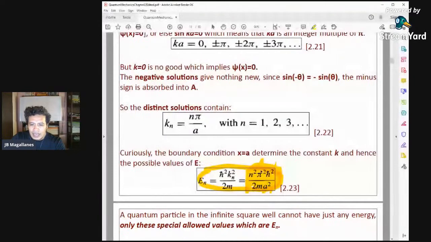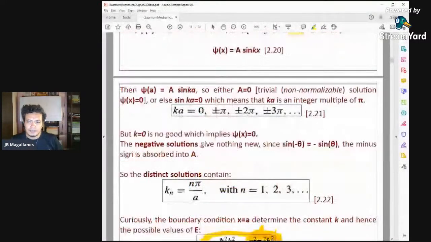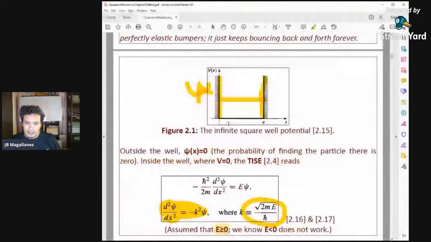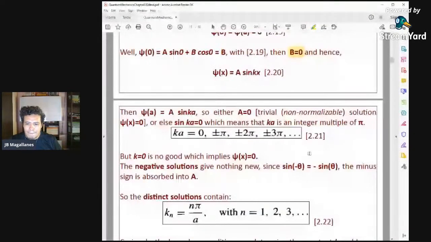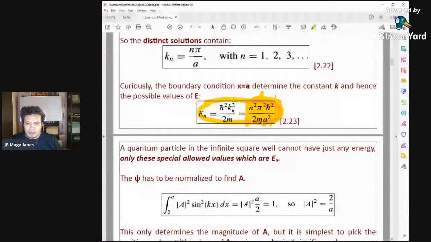By the way, the a here is the width of the well. The width of the well here. And the mass of the particle is m.